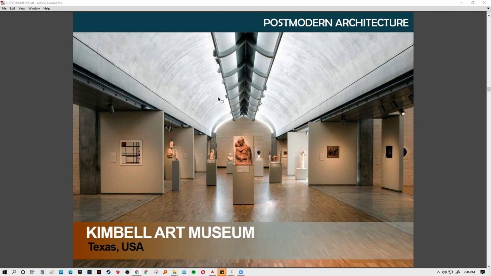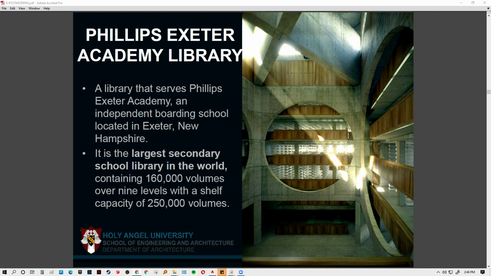So basically, the shape adds a different way of interacting with our eyes. Next, the Phillips Exeter Academy Library. This is the largest secondary school library in the world, containing 160,000 volumes over 9 levels, with a capacity of 250,000 volumes of books.